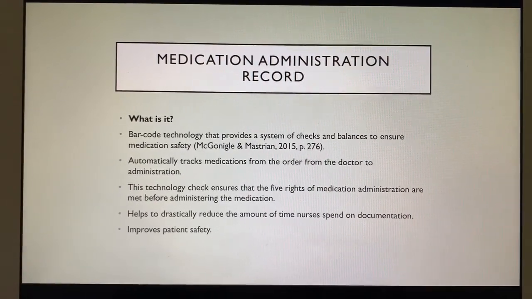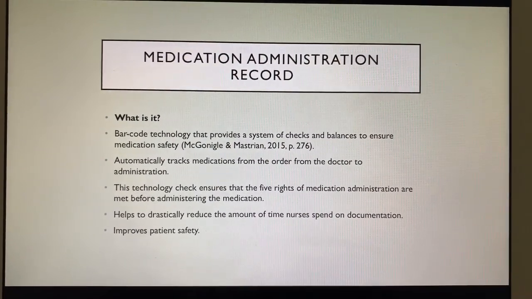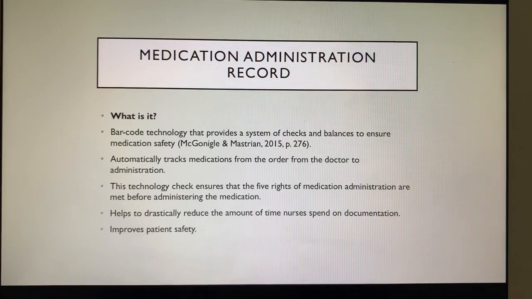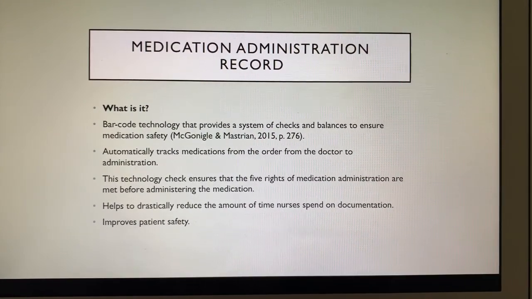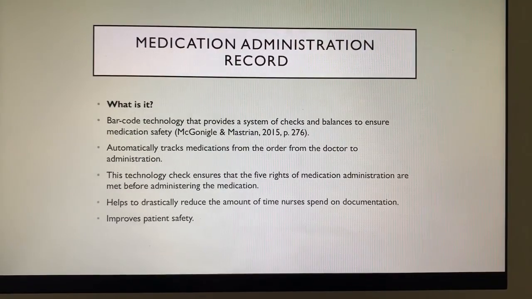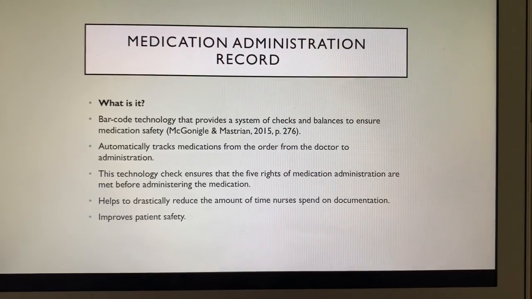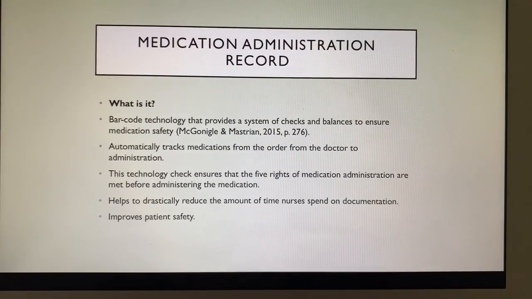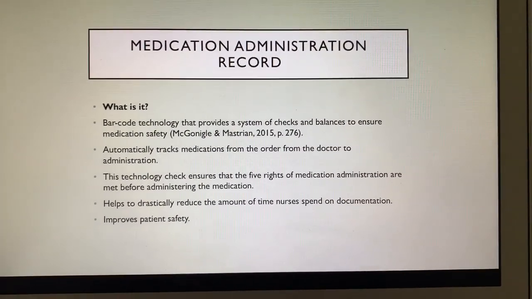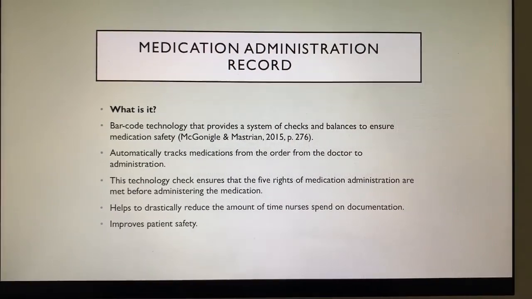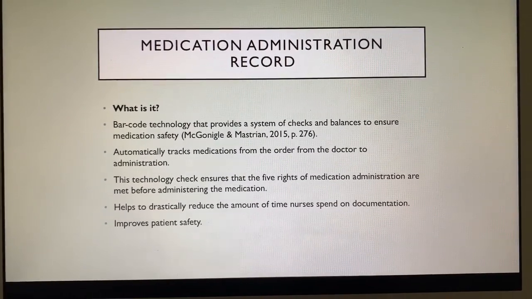Pharmacy is going to run checks with the patient's allergies and other medications that they're currently taking to ensure that they can be taken together and that there will be no interactions that will occur. Through this technology, it provides a check that ensures the 5 rights of medication administration are met before the nurse administers that medication. The medication administration record also helps to drastically reduce the amount of time that nurses spend on documentation, and it improves patient safety.